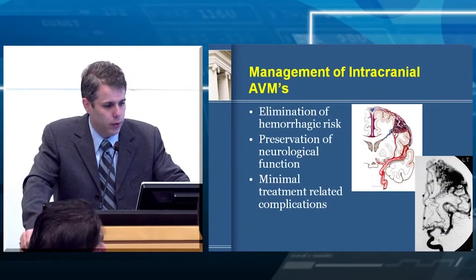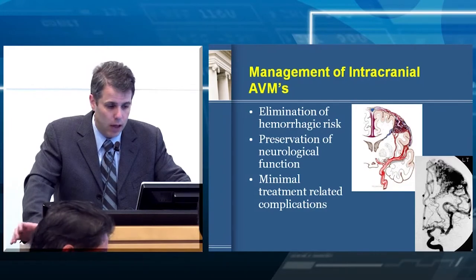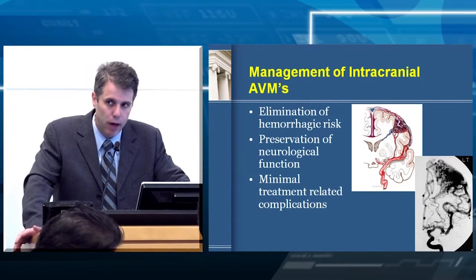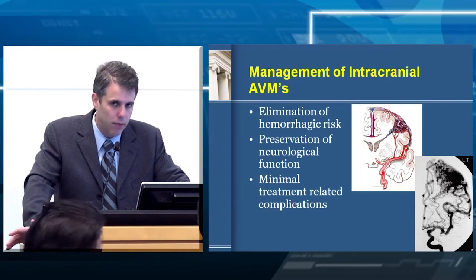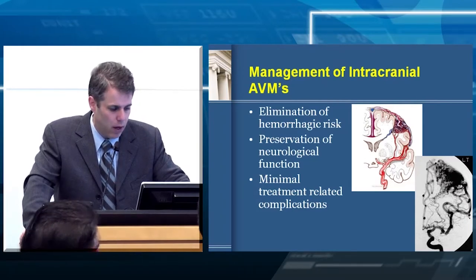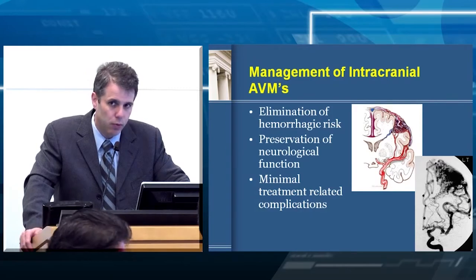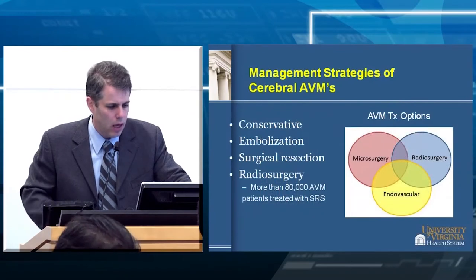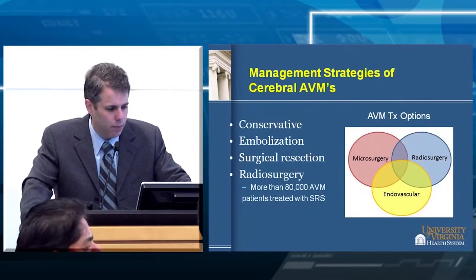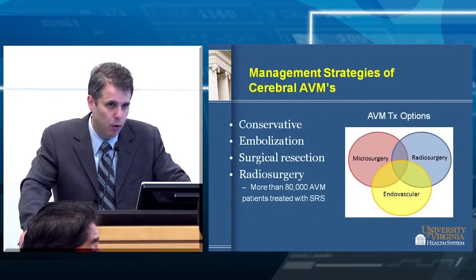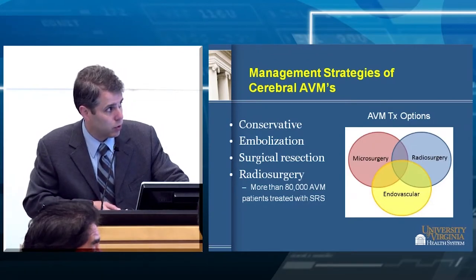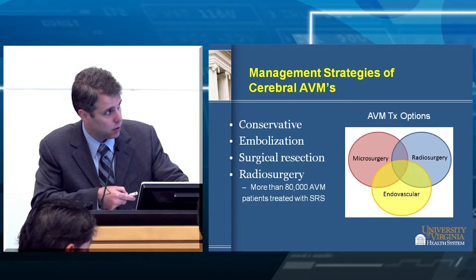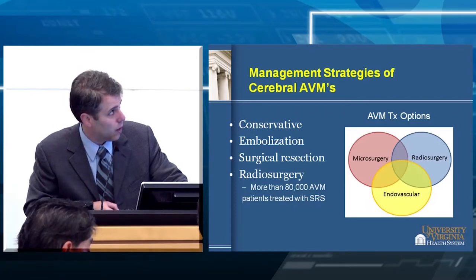So what are the goals with the management of AVMs? The goals are elimination of the hemorrhagic risk in the future, to preserve neurological function whenever possible, and to minimize the treatment-related risks associated with dealing with this AVM. In the modern era, there are at least three viable treatment approaches for many of these patients: microsurgery, radiosurgery, and endovascular. These are not mutually exclusive, as depicted here by this Venn diagram.